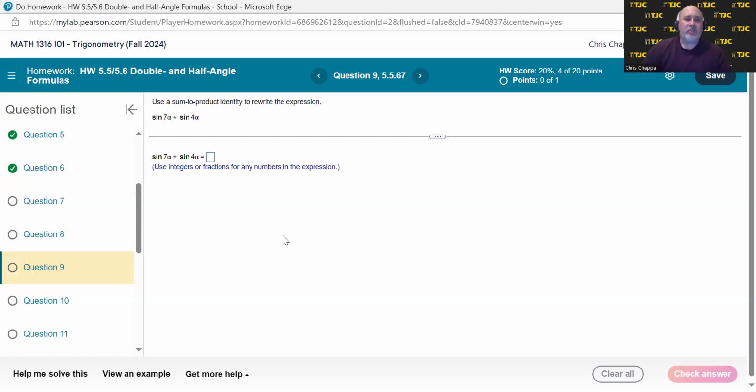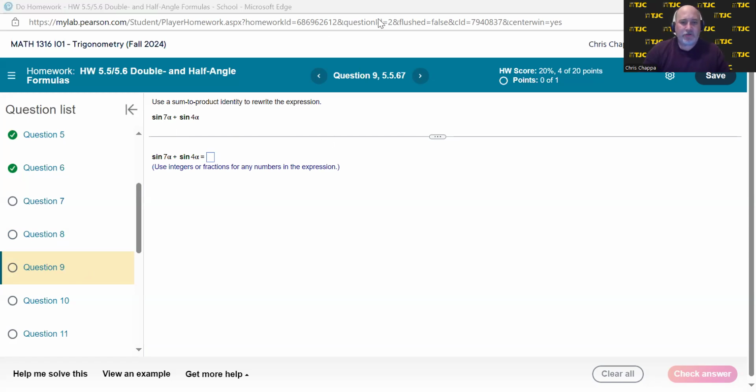And now we're going backwards. Use the sum to product identity to rewrite the expression. We will work this one out since it's our first sum to product identity. Even if it didn't say use a sum to product identity to rewrite the expression, notice it's a sum of two trig functions, sine of 7 alpha plus sine of 4 alpha.